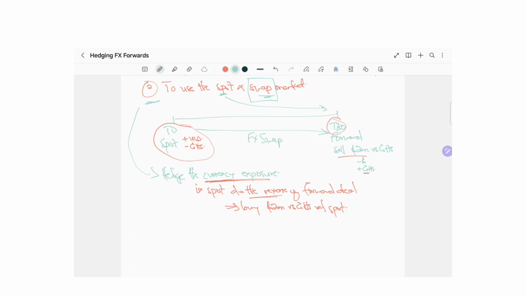It's simple. The FX swap is the same as a money market deal. What do I mean by this? Now, the next thing is to use the FX swap slash money market. Let me just write it in full.